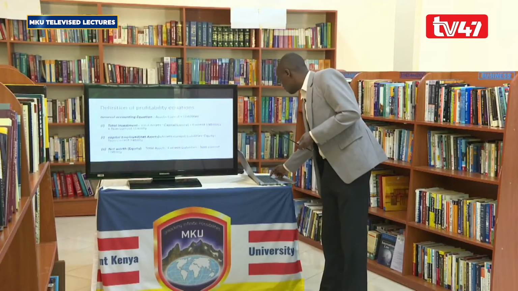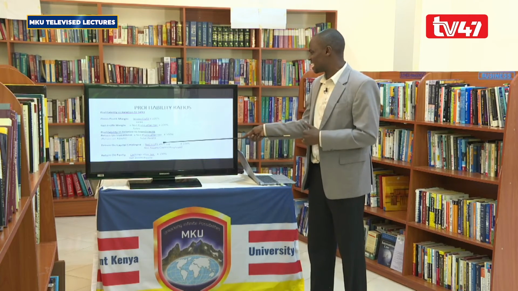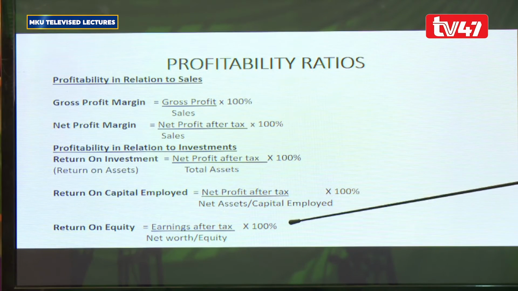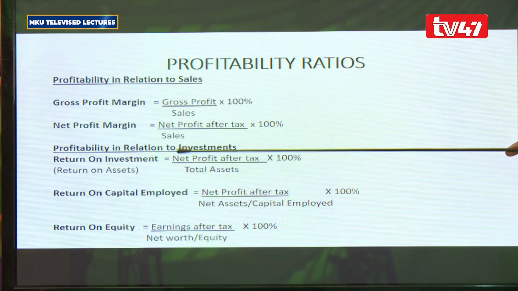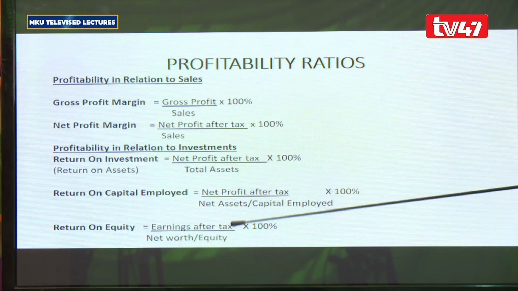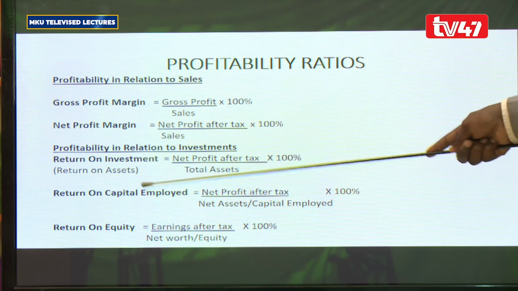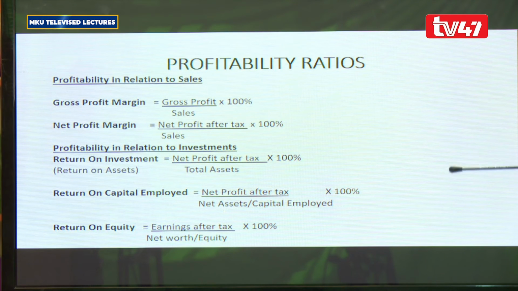And that is what is giving us the various types of ratio. Return on capital employed, you take the net profit, you divide by the capital employed, you multiply by 100. Then return on investment, you do the same: net profit, you divide by the total asset. And lastly, we have the return on equity, whereby you take the earning after tax, you divide by the equity or net worth.